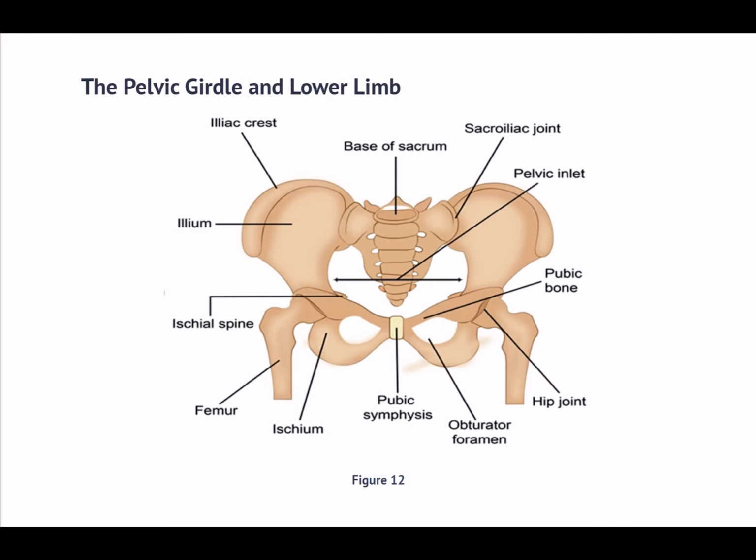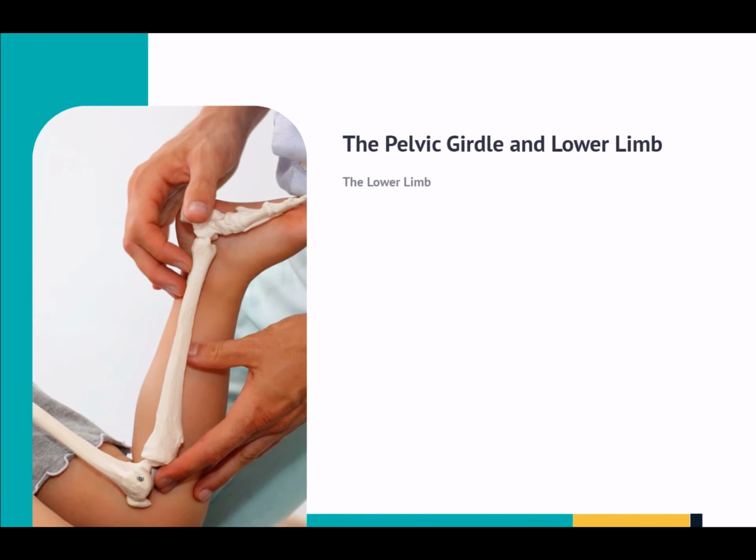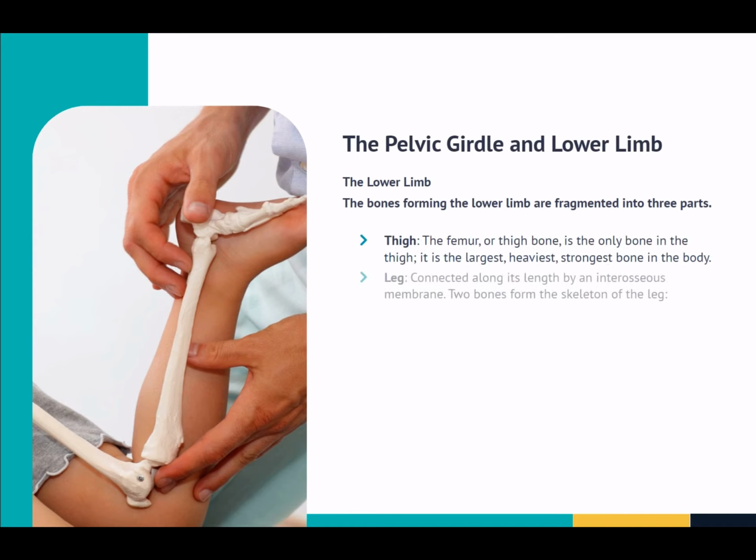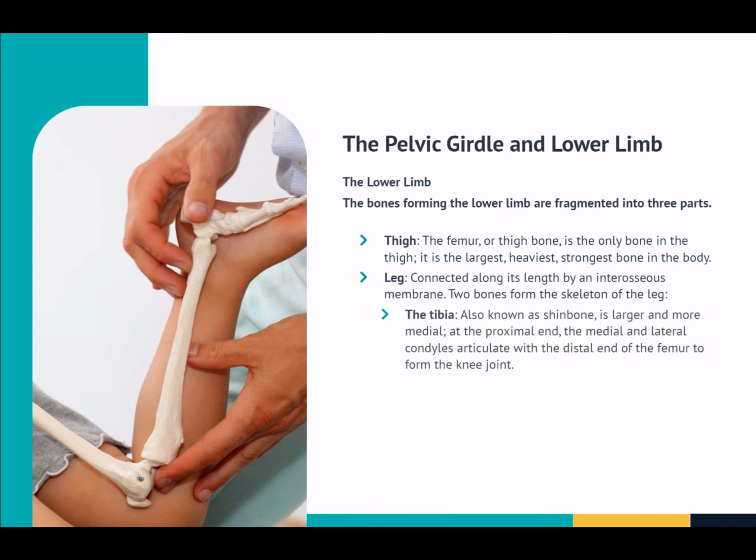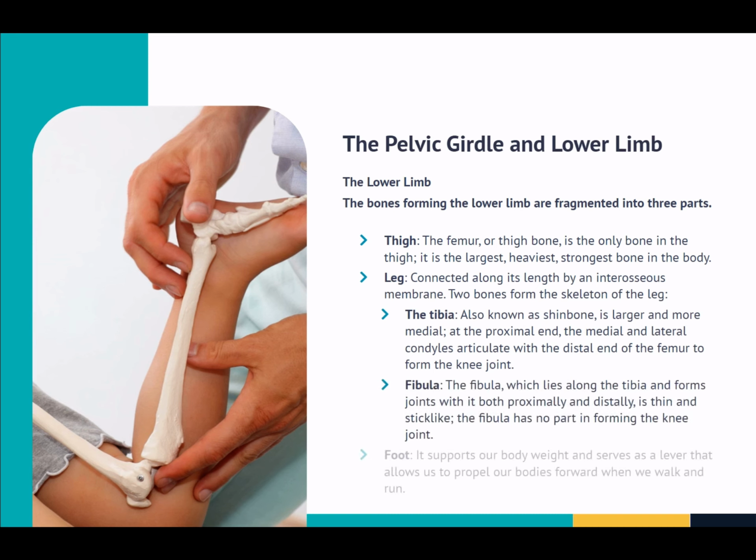Figure 12. The lower limb. The bones forming the lower limb are fragmented into 3 parts. Thigh. The femur, or thigh bone, is the only bone in the thigh. It is the largest, heaviest, strongest bone in the body.